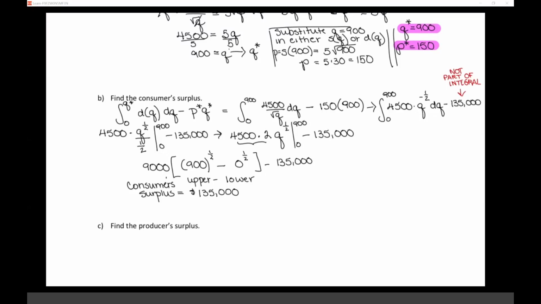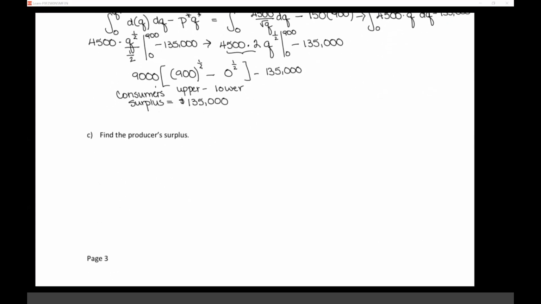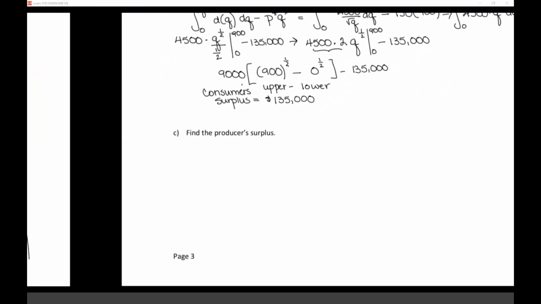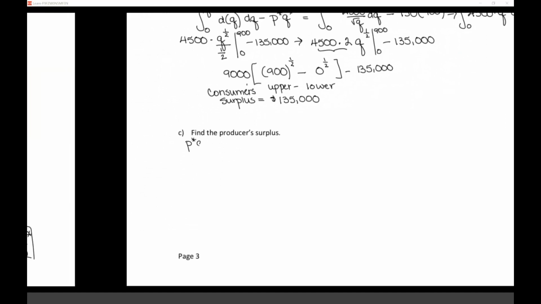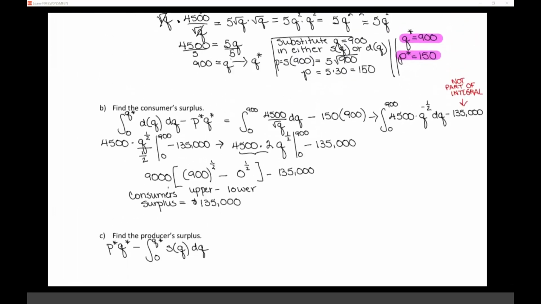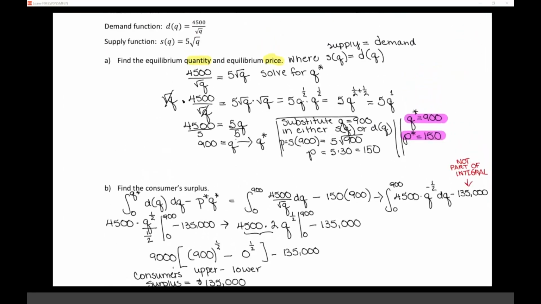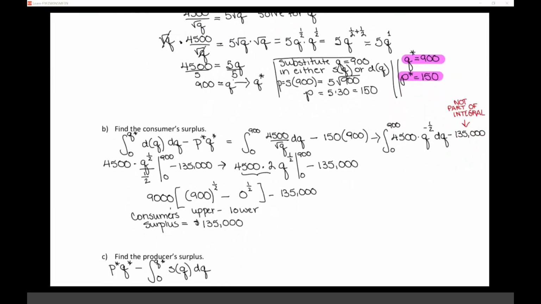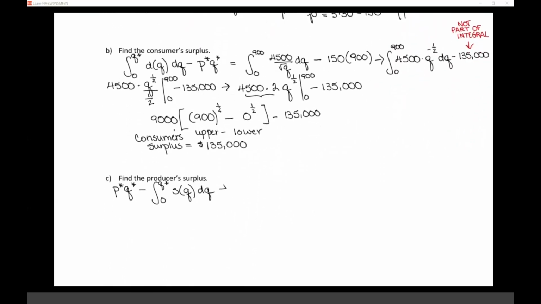Well, let's try then producer surplus, which is a really similar equation. That's P star Q star first, minus the integral from 0 to Q star of the supply equation with respect to Q. So there's producer surplus. Again, all the stuff here is on the same page. Here's my P star and my Q star, and there's my supply equation up there. So I'm going to just plug everything in. That's from 0 to 900.